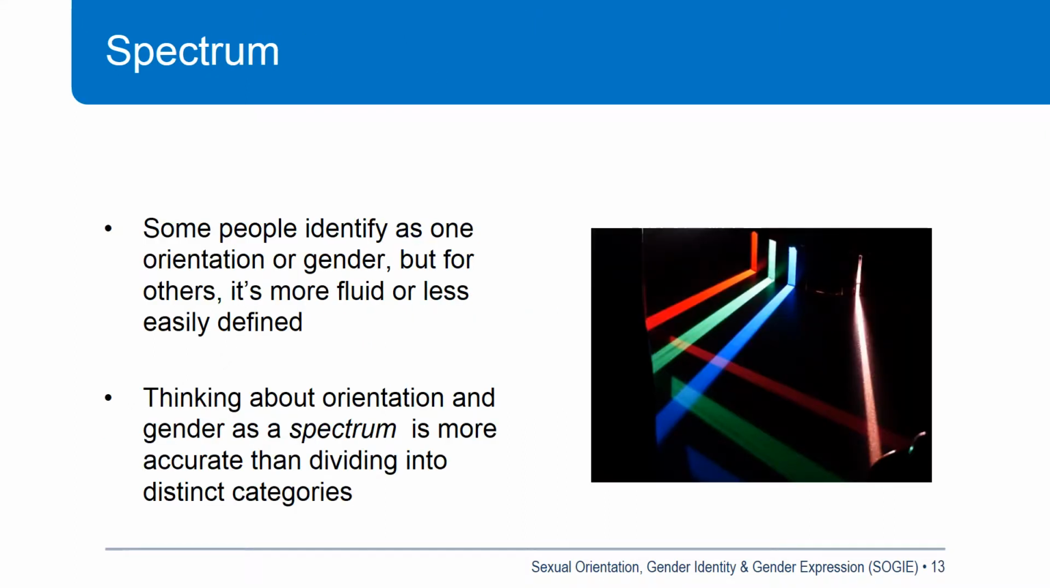Some people identify as one orientation or gender, but for others it's more fluid, it's less defined. And so we encourage you to consider orientation and gender more like a spectrum. It's more accurate than dividing people into distinct categories. While we use terms and acronyms to increase understanding, we need to remain open to look beyond categories and beyond the binary or the opposing ends, masculine versus feminine, gay versus straight.